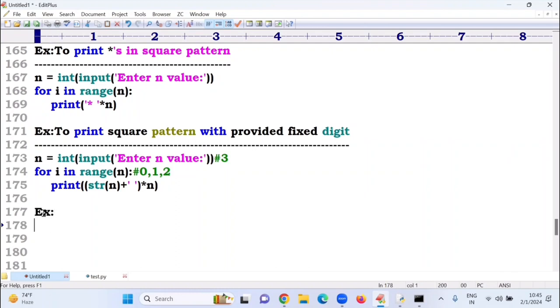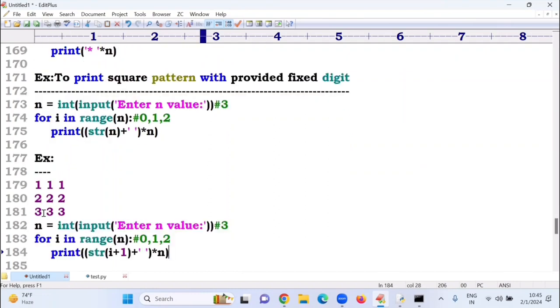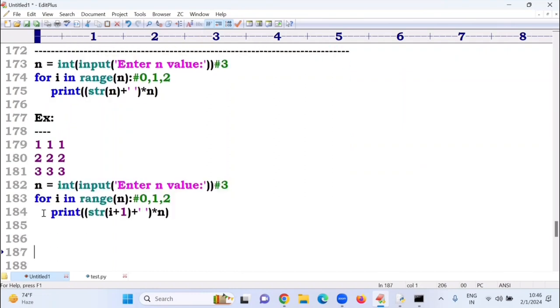Now there is no more chance. The pattern is 1 1 1 2 2 2 3 3 3. For that pattern, this is the program. If n is 3 then this is the output. If n equal to 3, then this is the output. 1 1 1 2 2 2 3 3 3.